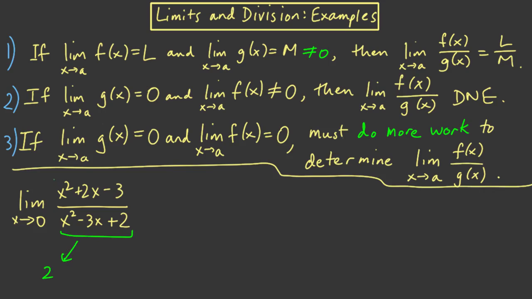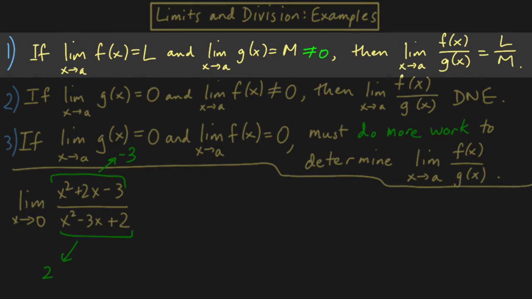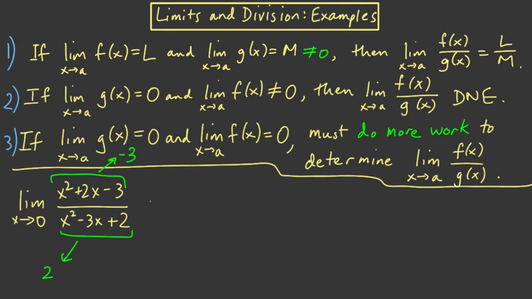Similarly, the numerator is a polynomial, so it's continuous, and its limit will be, well, when we plug in 0, we get minus 3. So the numerator is going to minus 3, the denominator is going to 2, and we're just in the first case of the limit law for division, and we're just going to go to minus 3 over 2.